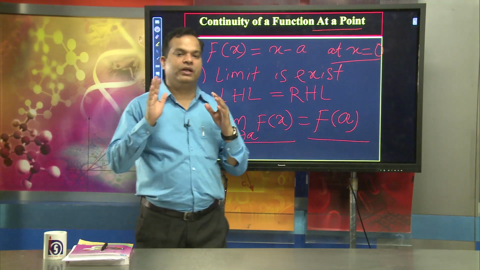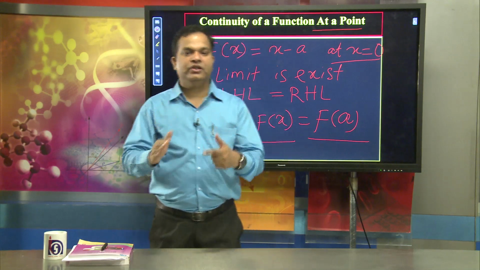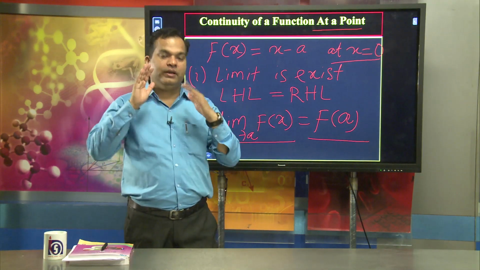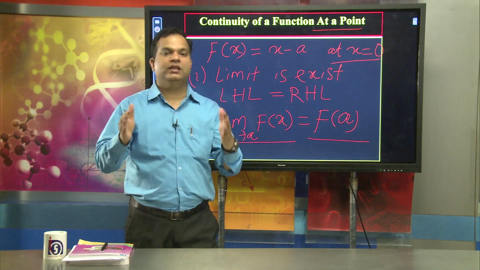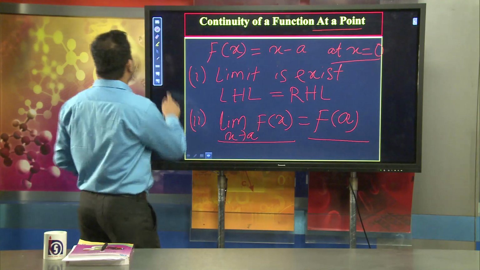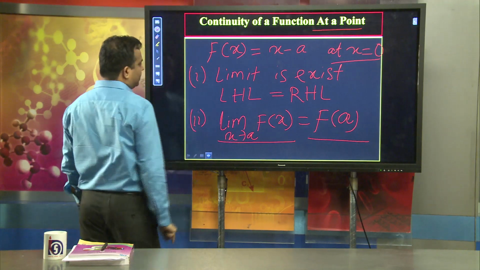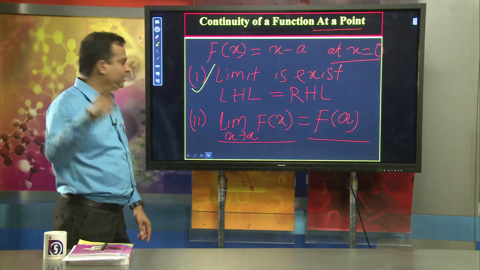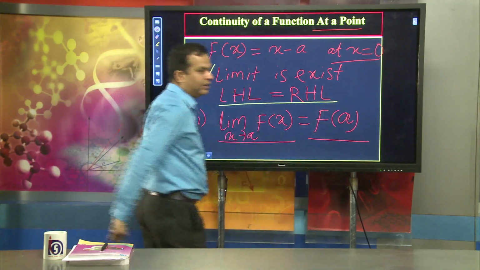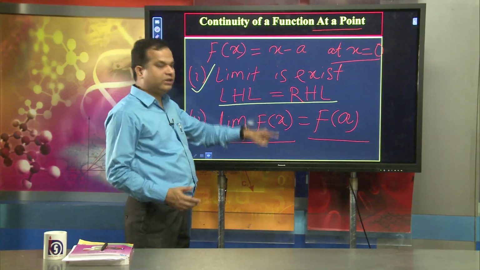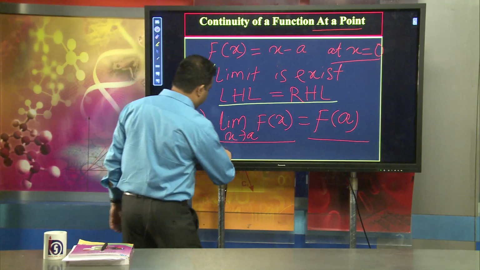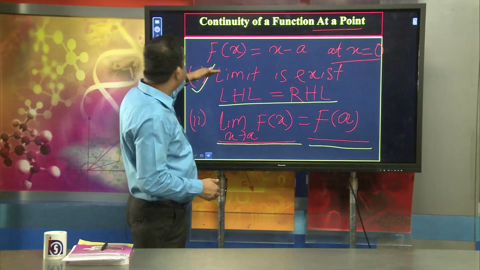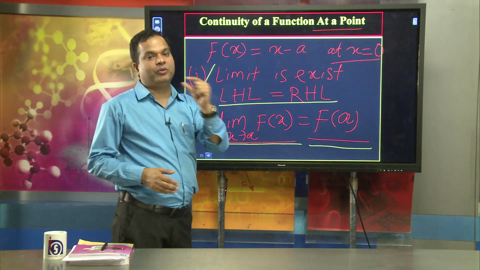So dear learners, when the function is continuous at a particular point, two things we have to show. If the two conditions are satisfied, then we can say the function is continuous. The first condition is the limit exists, that means the left hand limit is equal to the right hand limit. The second condition is that the limiting value is equal to the functional value. That means the limit as x tends to a of f of x will be equal to the functional value f of a. Then we can say the function is continuous at a particular point.